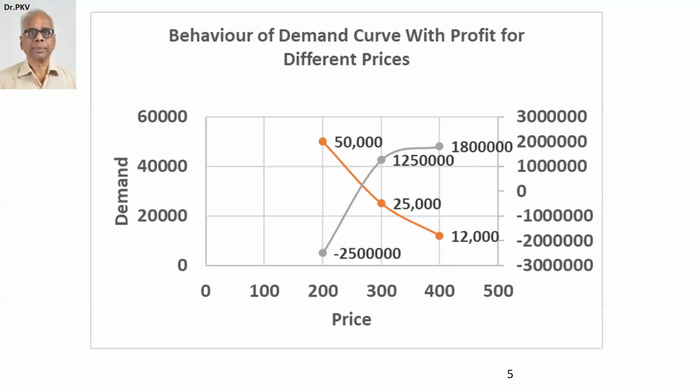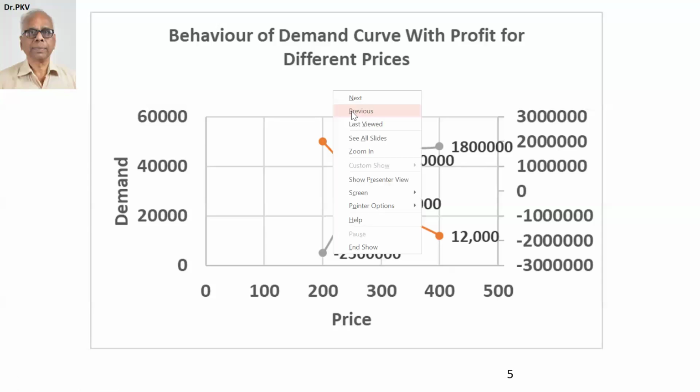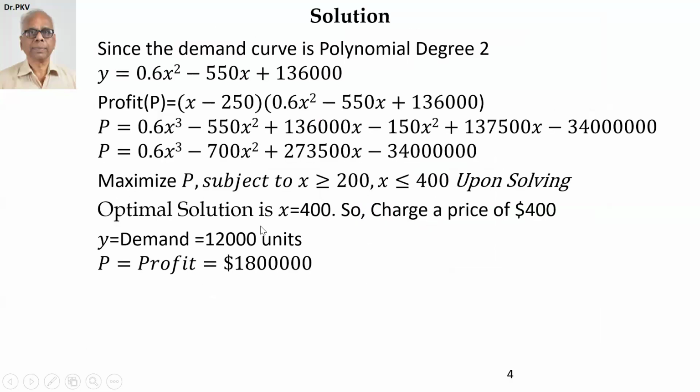Signed, sealed, and delivered: the second problem, ladies and gentlemen. For your ready recapitulation, go back to the previous slide and see: demand is 12,000 units, profit is $18 lakh, and you have to charge the price of $400.